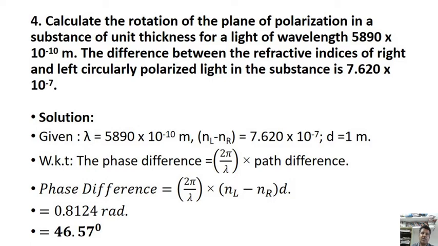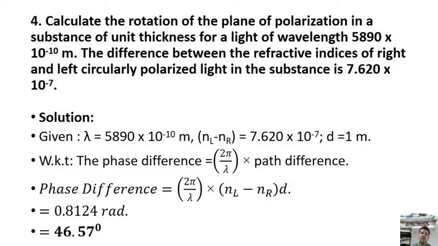After knowing this, we have to calculate the path difference. Sorry, phase difference. Phase difference is equal to 2 pi by lambda into path difference. Phase difference is equal to 2 pi by lambda into (NL minus NR) into d.